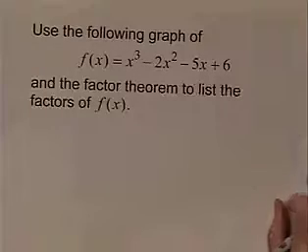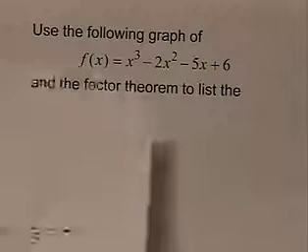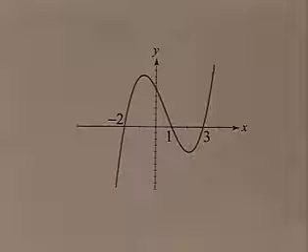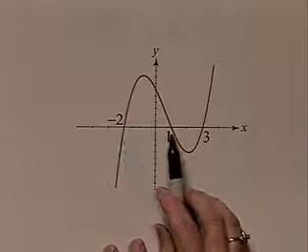Now, using these theorems together, we can find the factors of a polynomial function. Let's look at an example. We're going to use the following graph of f of x equals x cubed minus 2x squared minus 5x plus 6 and the factor theorem to list the factors of f of x. Here's the graph of our function. Notice that we have x-intercepts at -2, 1, and 3.